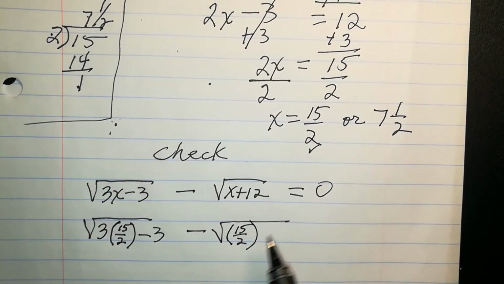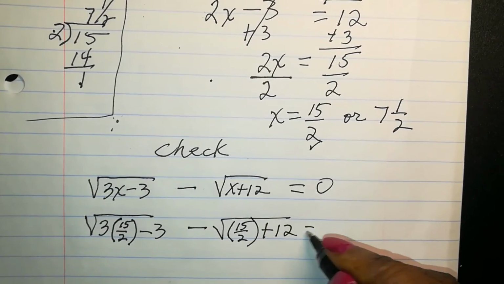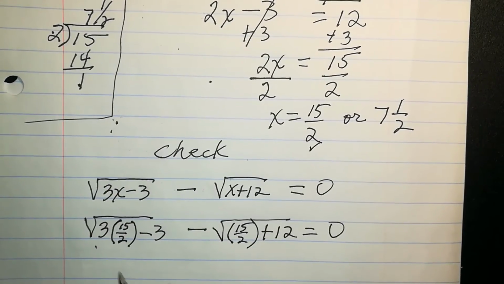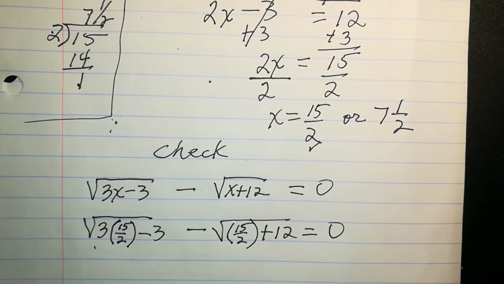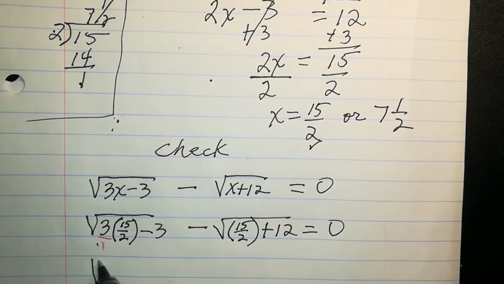I want you to see where I'm substituting. That's why I put the parentheses. Plus 12 equals 0. Well, let's do the work. How do you multiply a whole number times a fraction? You put a 1 underneath. Remember that idea of putting a 1 underneath? If you put a 1 underneath and multiply across, you can go ahead and do your fraction.